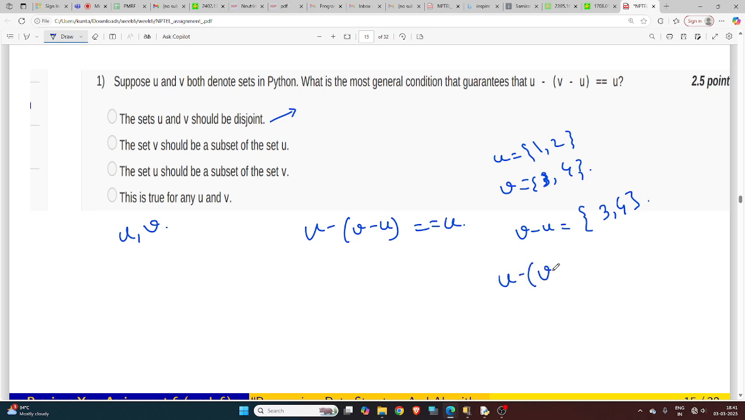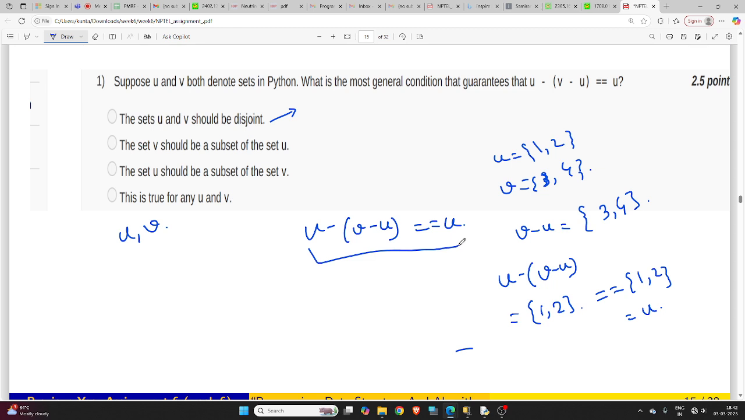Now U minus V minus U. That means the elements of U which are not present in this set V minus U. So V minus U has the set elements 3 and 4, and U has the set elements 1 and 2. So what will be the value for U minus V minus U? That will be simply 1 and 2, because these are the elements in U which are not present in 3 and 4. So this is 1 and 2. So now see, this is exactly the same as U, 1, 2.